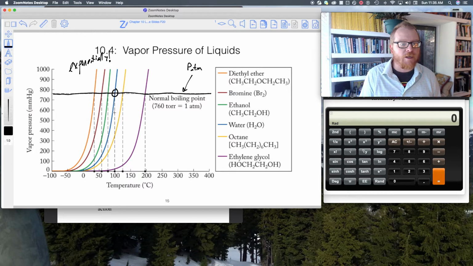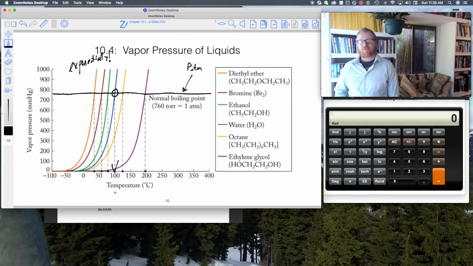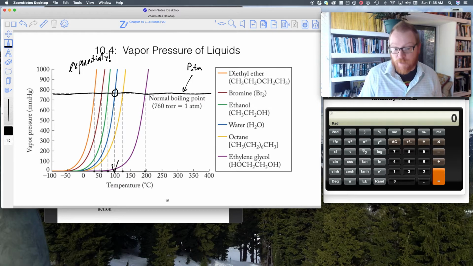And if you notice here with water, if I follow all the way down, there it is, 100 degrees Celsius. If we look at that octane example like I've been talking about, octane boils at a much higher temperature than water. And then ethylene glycol boils at a crazy high temperature. So ethylene glycol has very strong intermolecular forces. So there's an exponential increase of vapor pressure with temperature, and when that vapor pressure equals the pressure of the atmosphere, it boils.